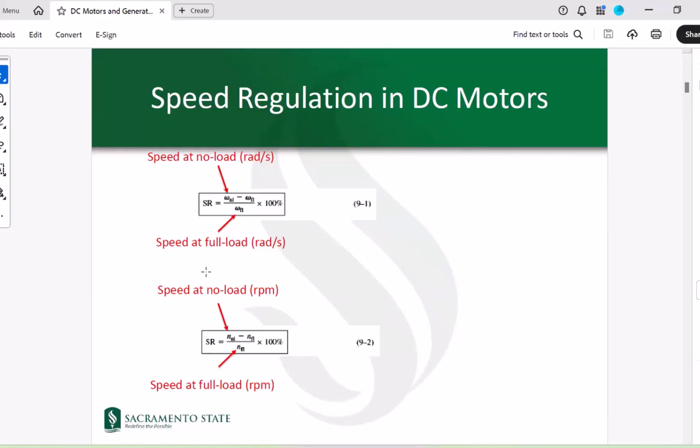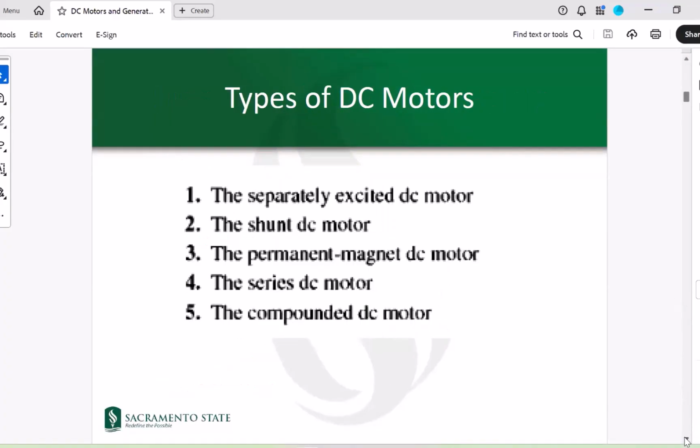We can also describe that using the RPM. So omega is the standard radians per second based on SI. And then another unit that is widely used is RPM, revolutions per minute. There are 5 types of DC motors: separately excited, shunt DC, permanent magnet, series DC, and compounded DC motors.